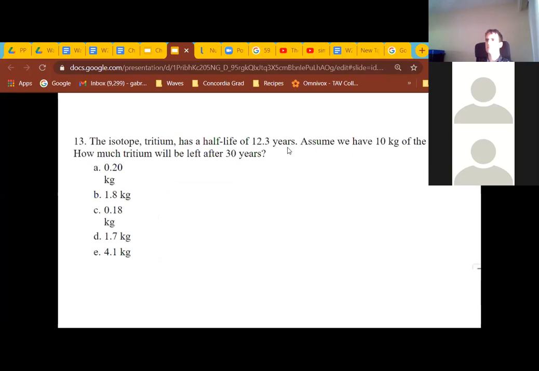Okay, here's one I want you to try out. You start off with a 10-kilogram sample of tritium, and you know its half-life, so how much will be left after 30 years? I'll give you 2 minutes to figure it out.